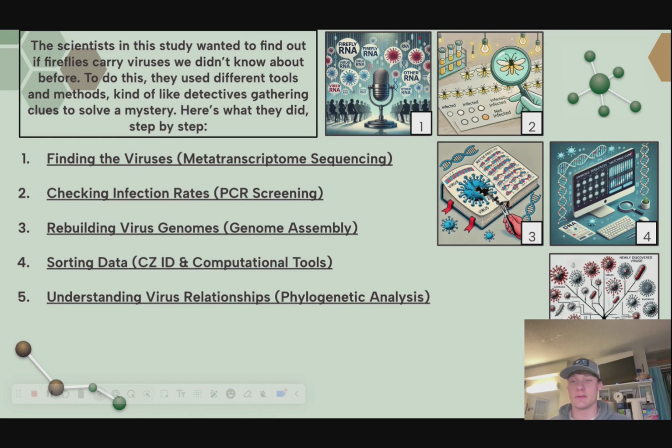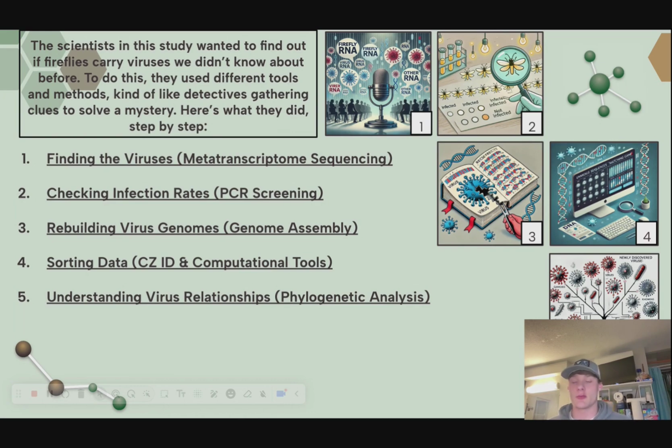The second method, checking infection rates, PCR screening, they tested wild fireflies using a sensitive method, PCR, which is a method used to make many copies of a specific piece of DNA from a sample, to see how many of the fireflies were infected. And this correlates to image number 2, which shows a magnifying glass over a row of fireflies, with some marked as infected and others not infected, representing how PCR detects viruses in samples.